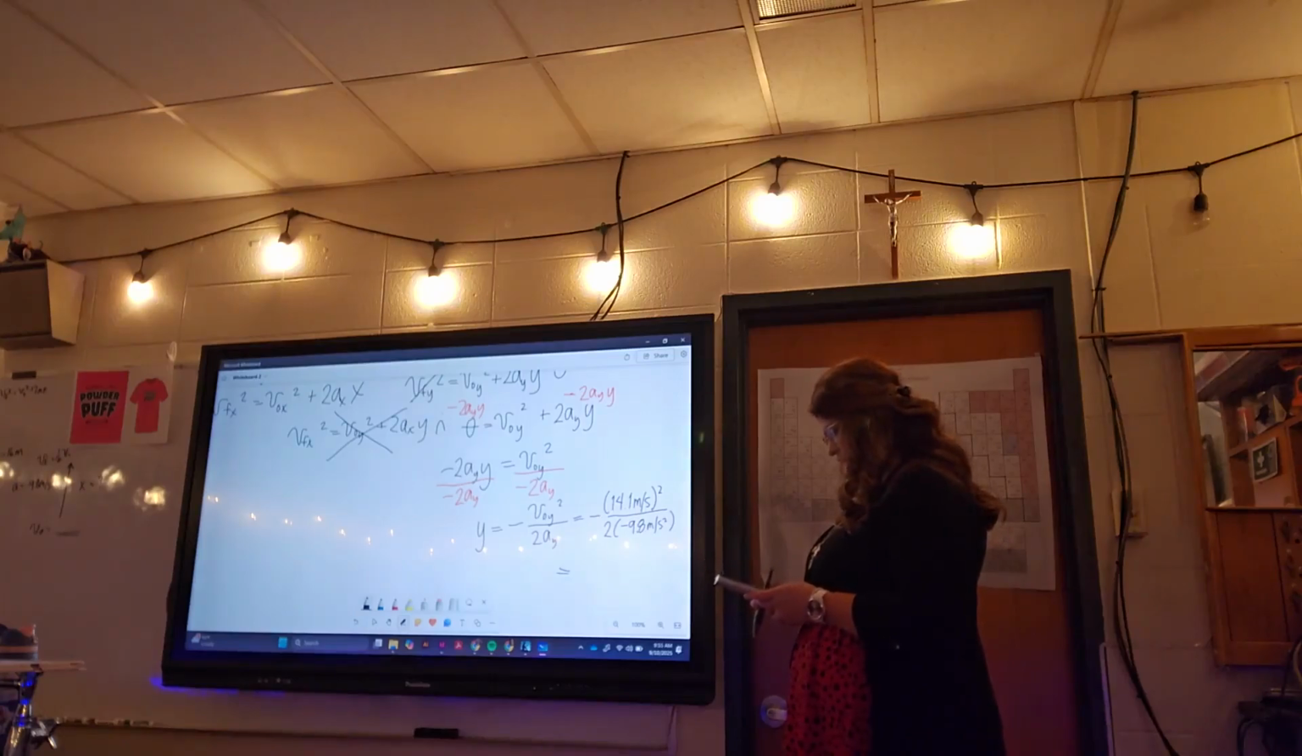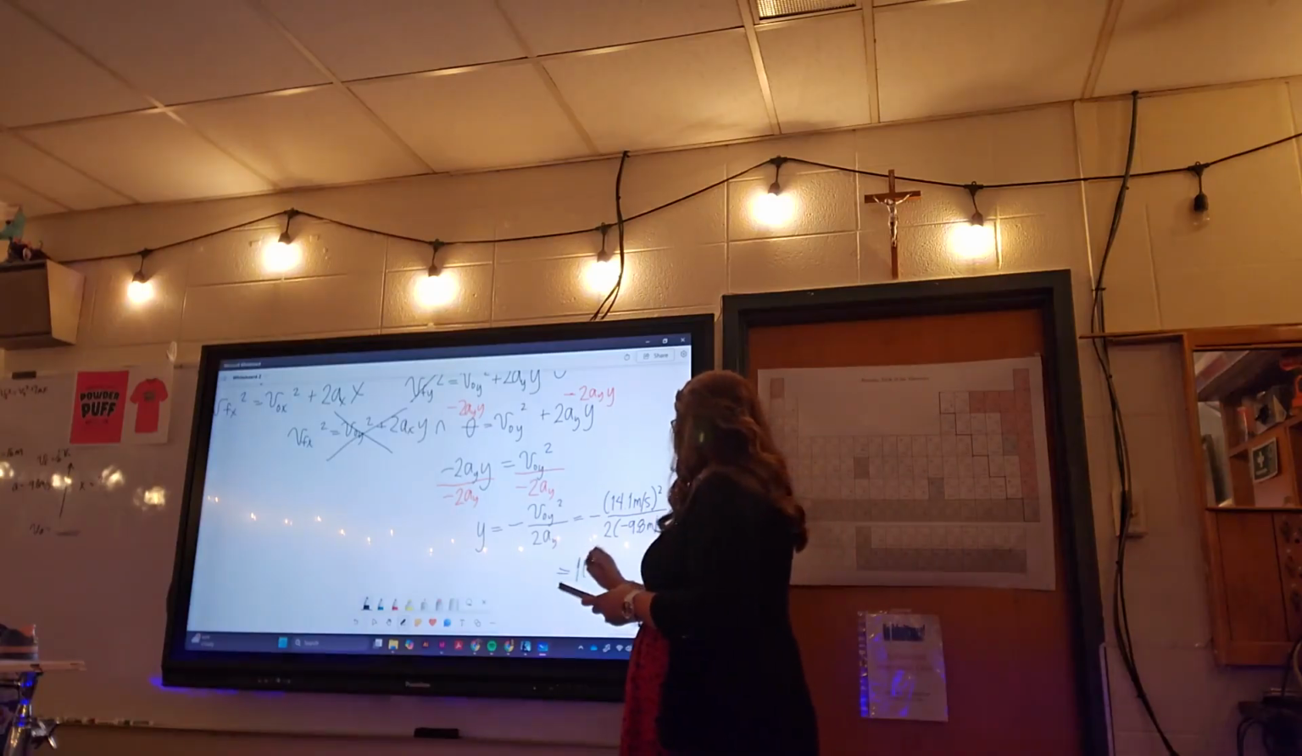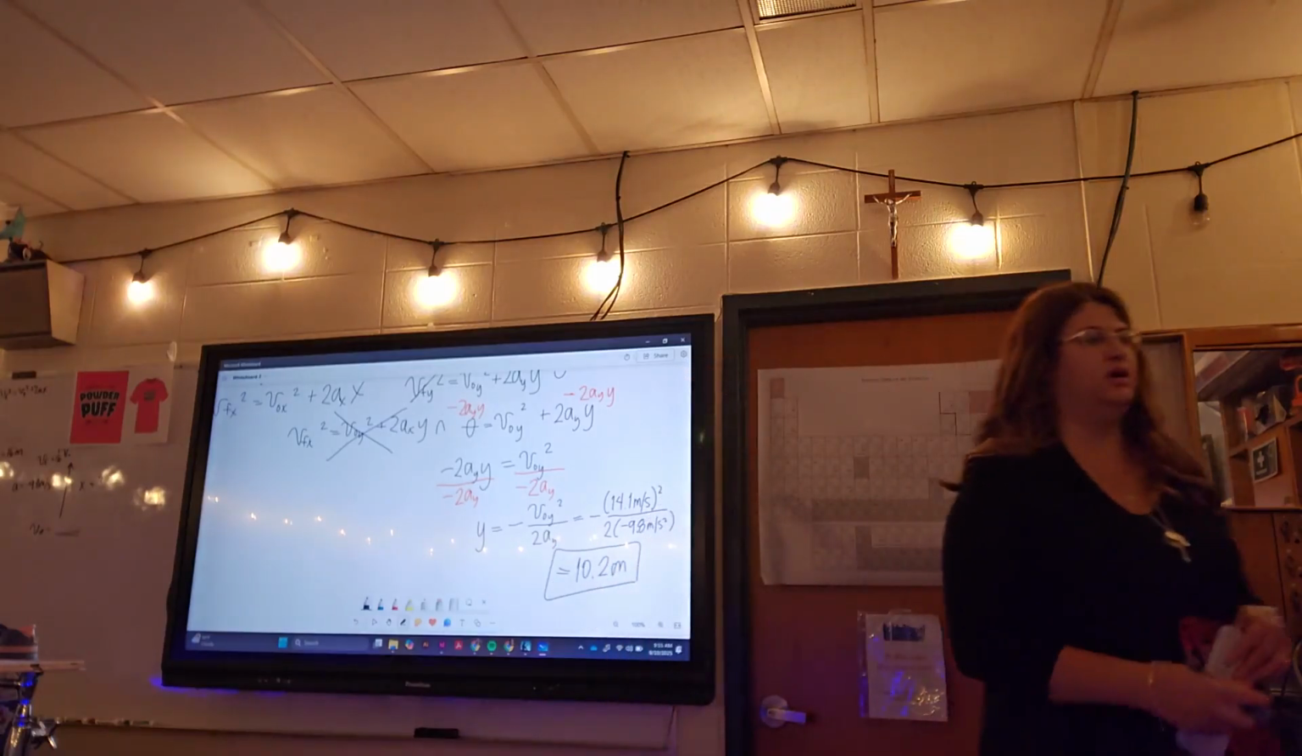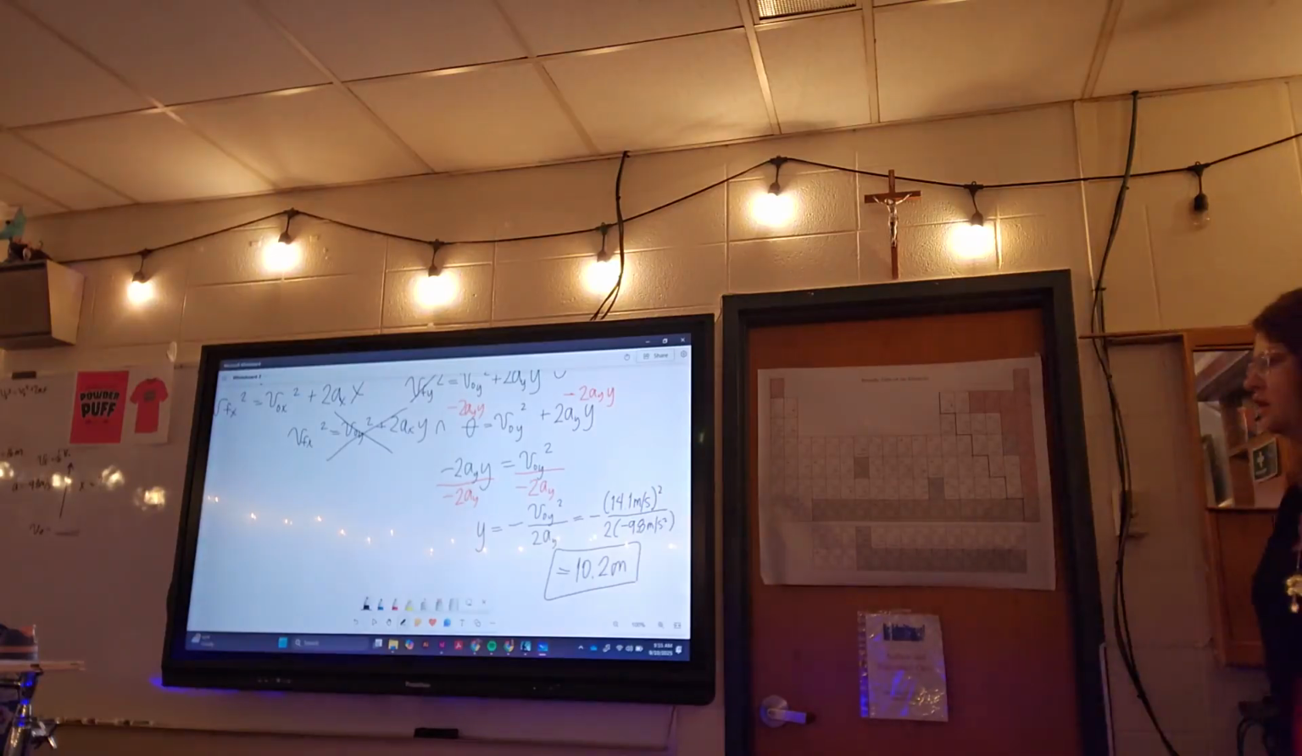All right, so I'm going to square that and divide by 2 times 9.8, and I got 10.2. Does that seem logical? Well, 10 meters is almost like 10 yards. 10 yards is almost like 30 feet. Is it reasonable to think that an NFL kicker or a place kicker, I guess it didn't say if he's in the NFL, could kick it 30 feet in the air? Do you think that's reasonable? That seems reasonable. So I think that's the answer.